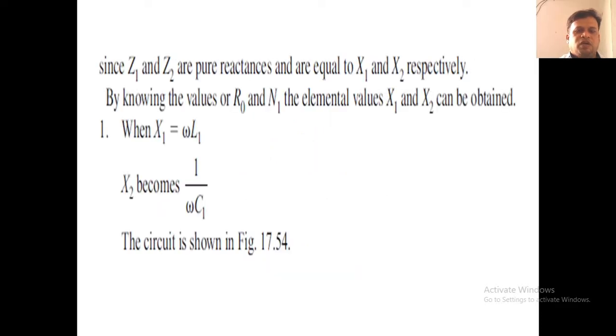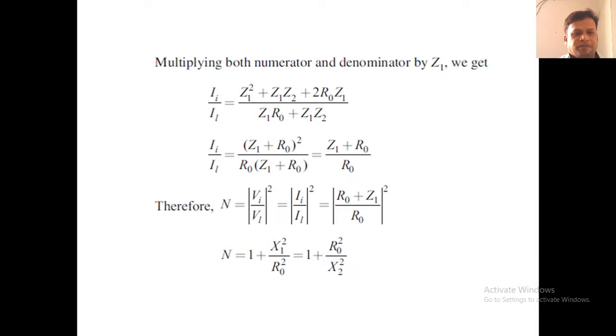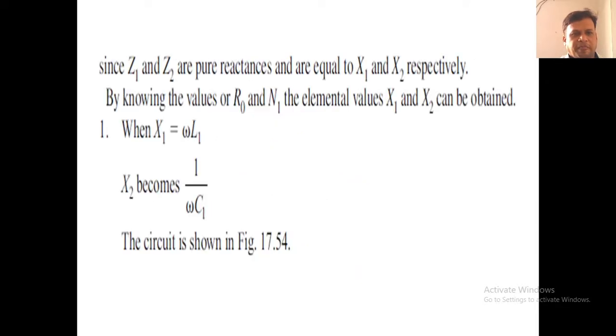Now, Z1 and Z2 are pure reactances and are equal to x1 and x2 respectively. By knowing the values of R0 and N, the element values x1 and x2 can be obtained, where x1 is equal to omega L1 and x2 is equal to 1 by omega C1. Now, we are writing these values of x1 and x2 in terms of omega, and solving the circuit to find out the value of N. If N and R0 are known, we can find out the values of L and C.